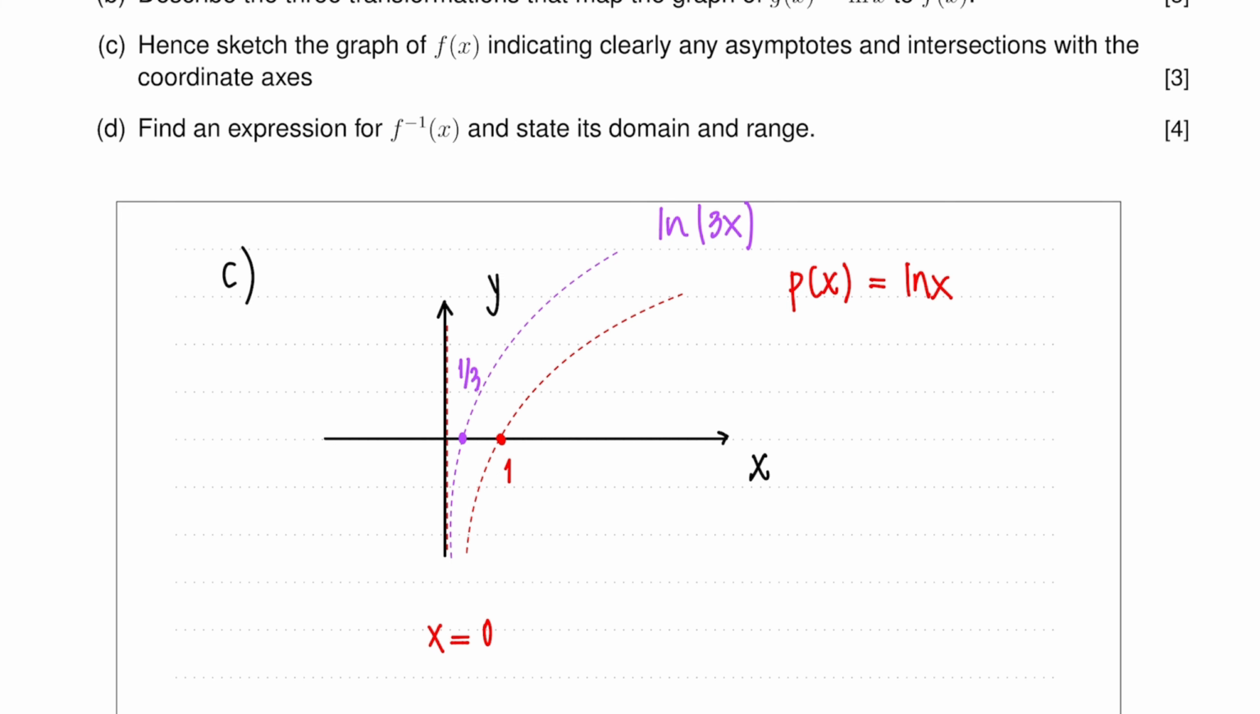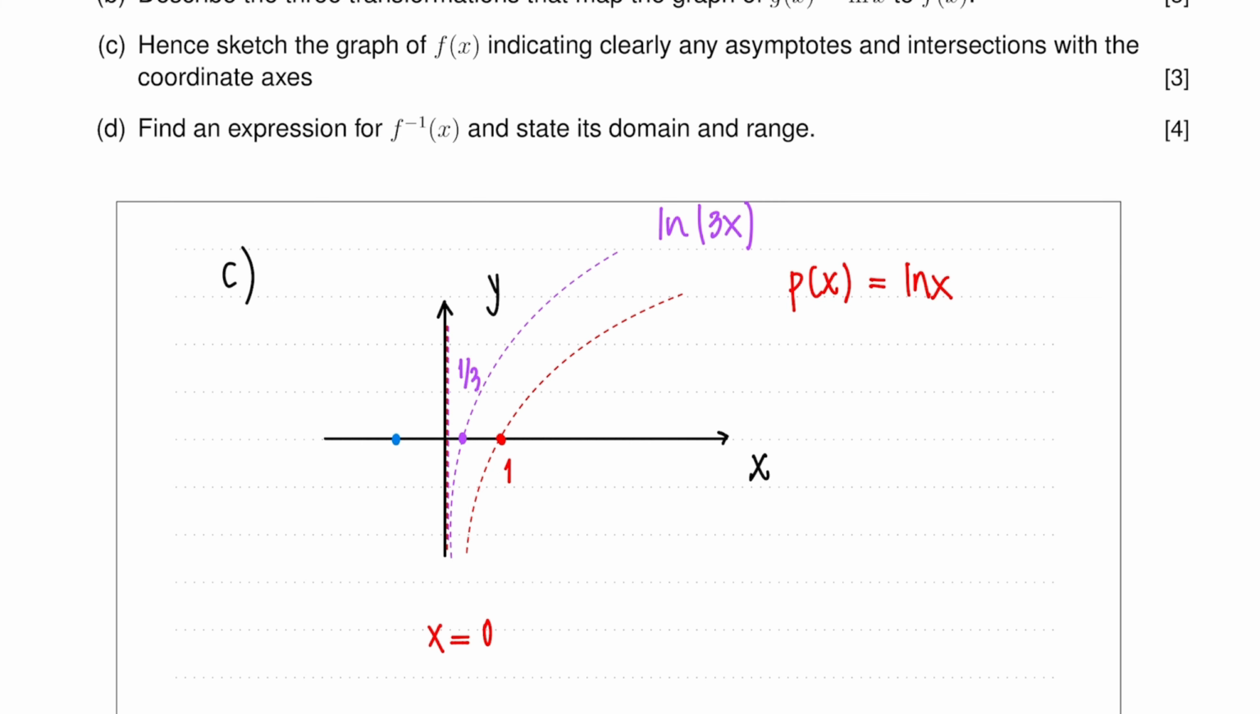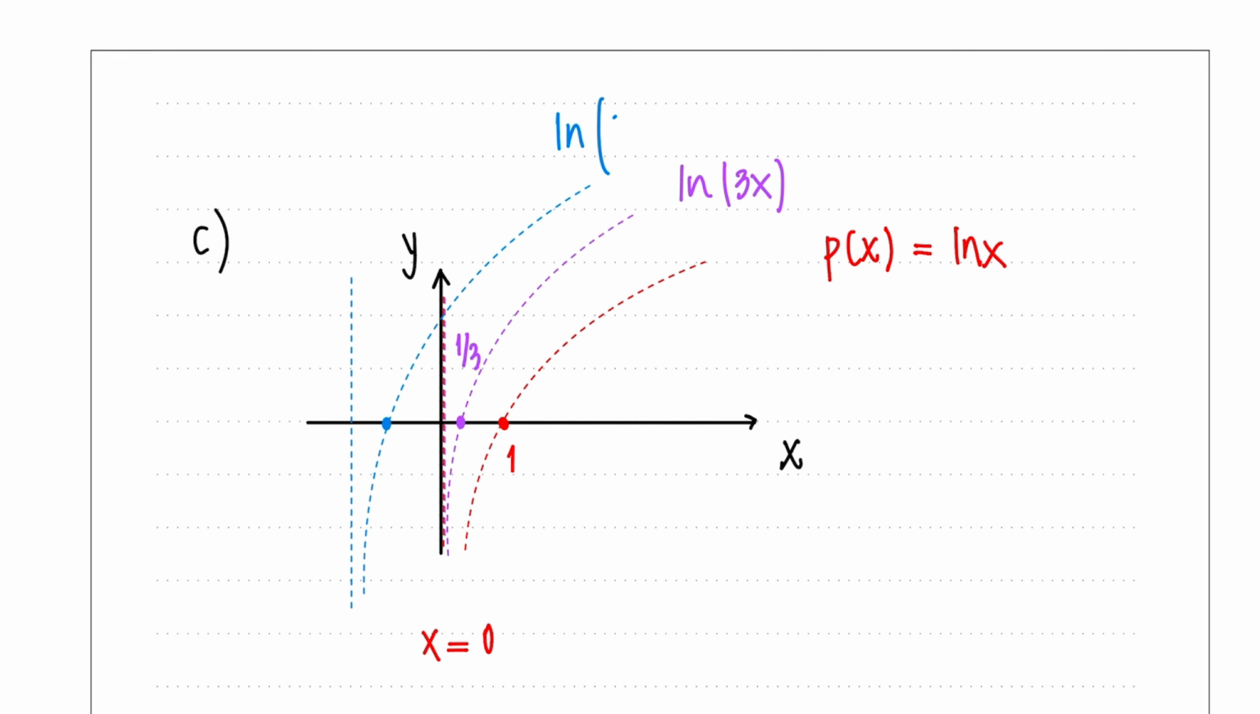Now let's apply the second transformation, which is to shift this graph 1 unit to the left. If we're moving 1 unit to the left, this 1/3 will be -2/3. And the vertical asymptote, which was x equals 0, will move to x equals -1. So there we go. So this is ln of 3 times (x plus 1).